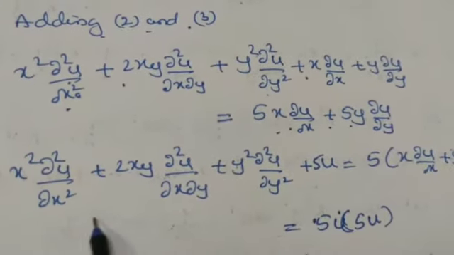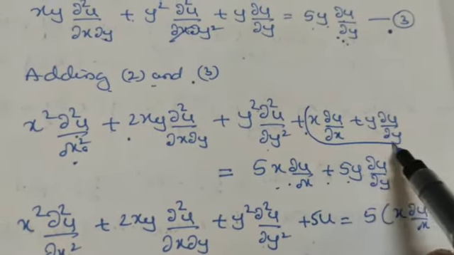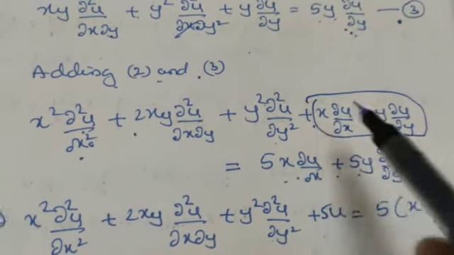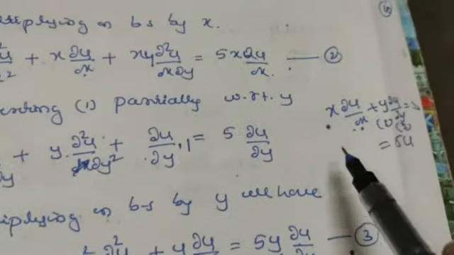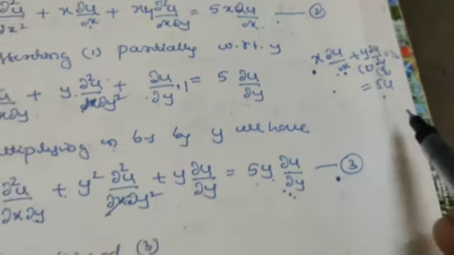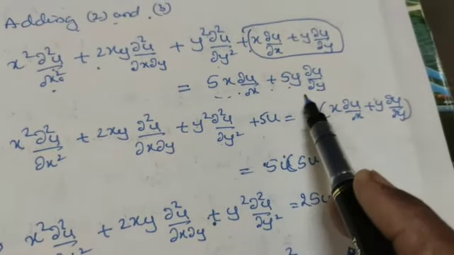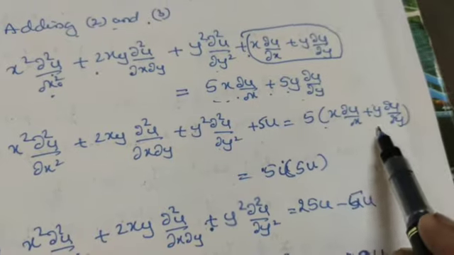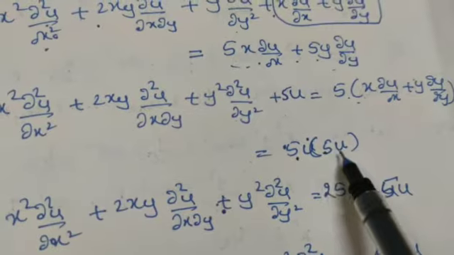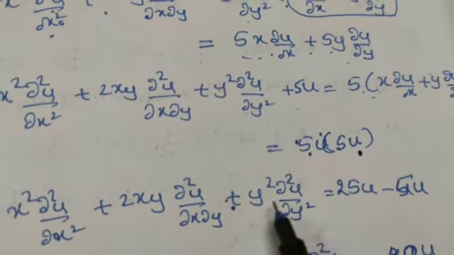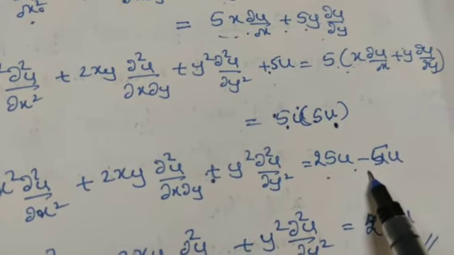And keep this LHS as it is, and here in place of x ∂u/∂x plus y ∂u/∂y, you will take it from equation number 1. From equation number 1 we know this is equal to 5u. Take 5 common in this, and the remaining term is x ∂u/∂x plus y ∂u/∂y. So this is 5 into, and this bracket is again from equation number 1, it is 5u. So it is 5 into 5, 25u. Take this 5u to the RHS, it becomes minus 5u.